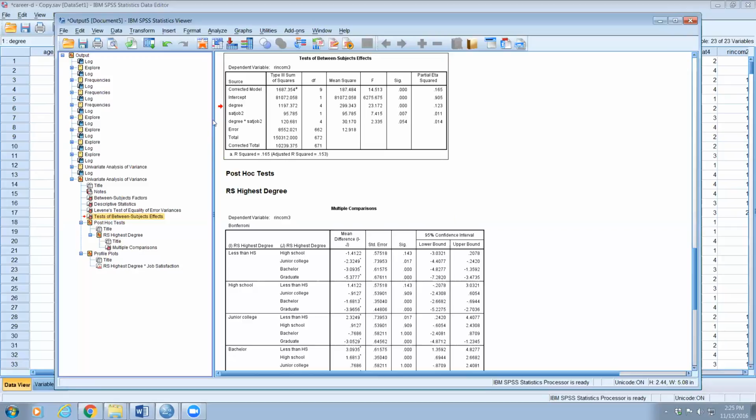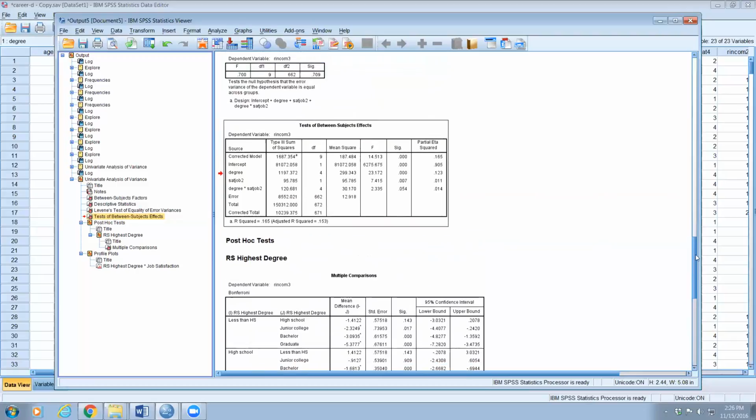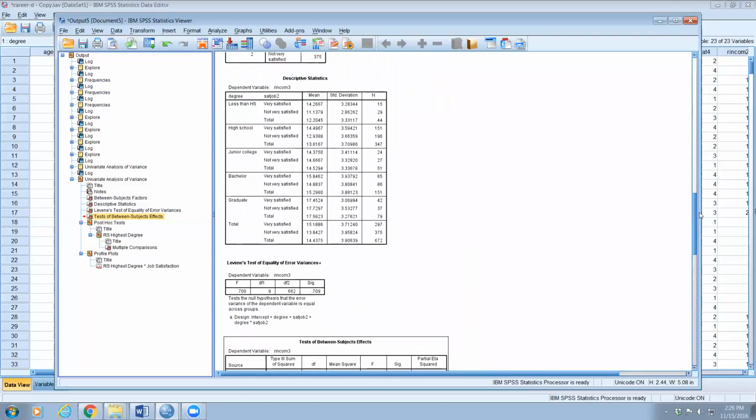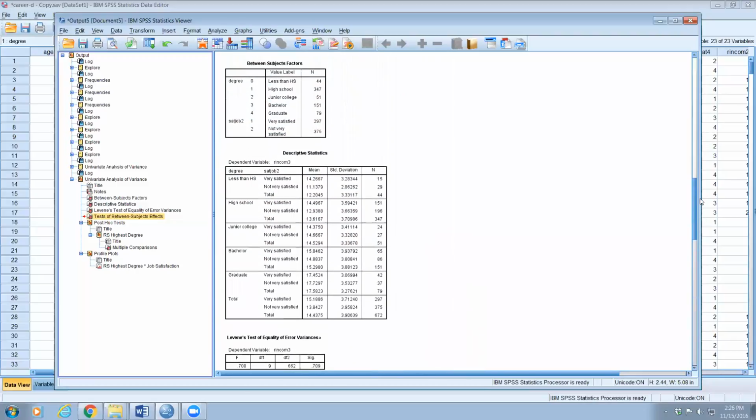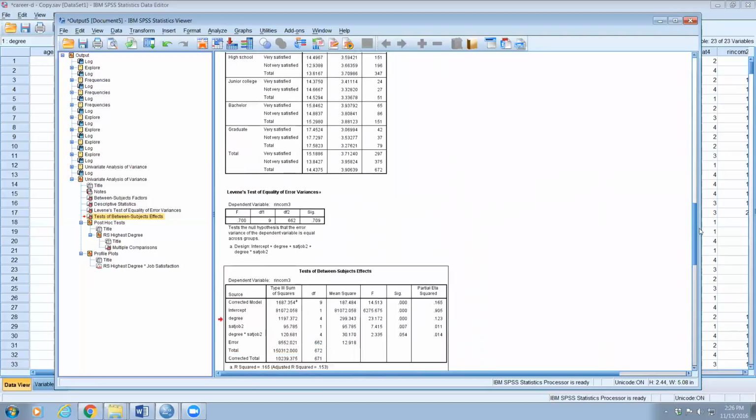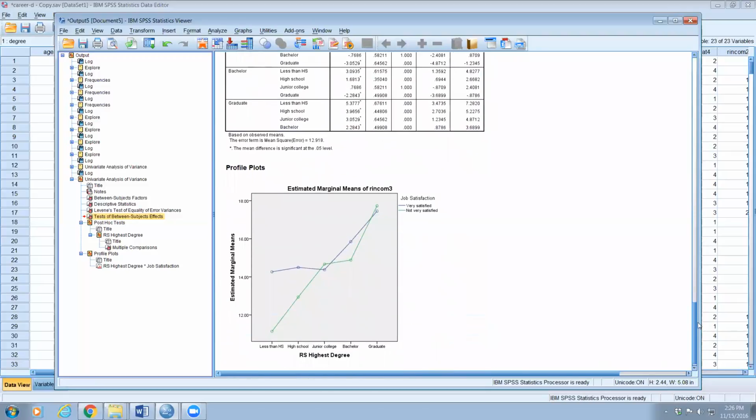And again, for job satisfaction, you cannot do any post-hoc because there are just two categories, satisfied or not satisfied. And since this is significant, we know that the income of employees who are satisfied is going to be maybe more than not satisfied, and probably we can know that from here. I don't have the means here, but we look at the line plot.